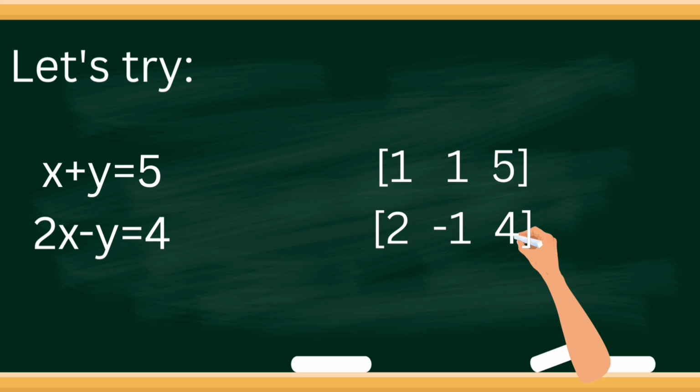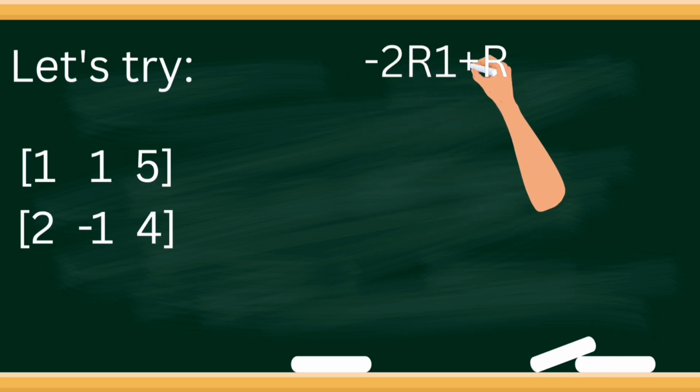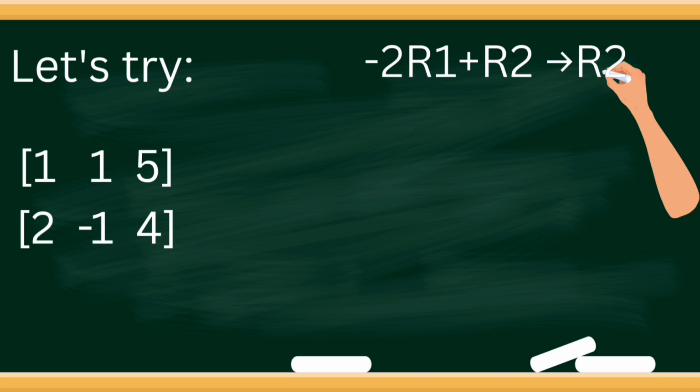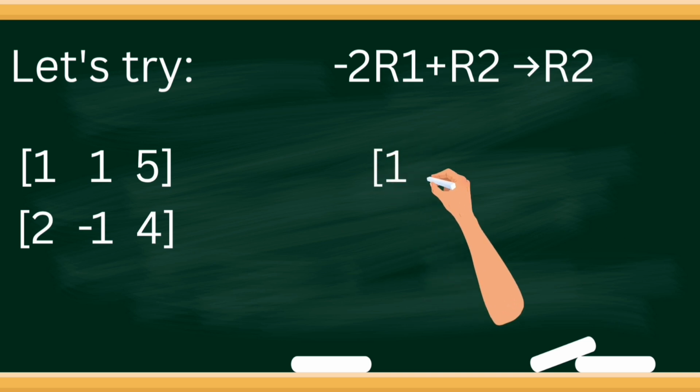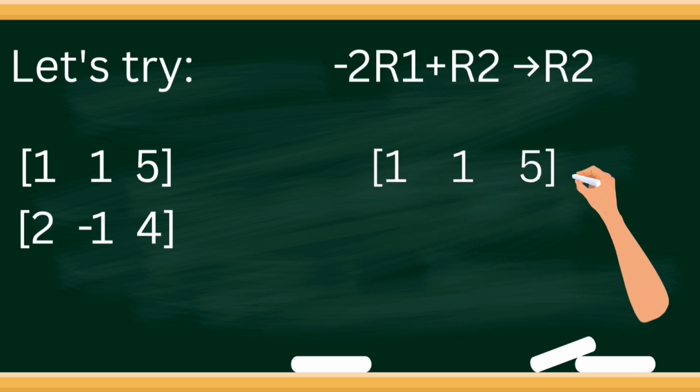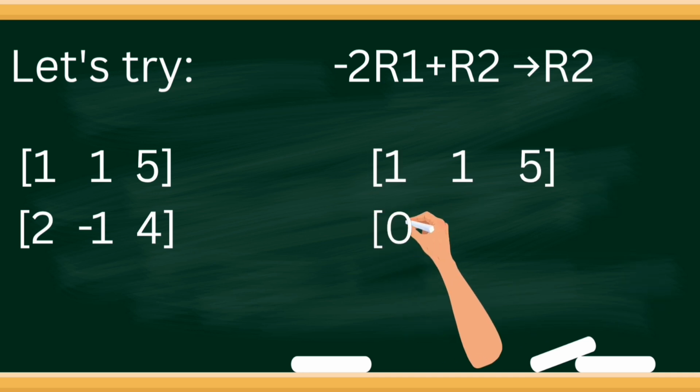The first thing that we should do is eliminate the number 2 in row 2. The operation that we are going to use is negative 2 R1 plus R2 is your new R2. Let's just copy all the numbers in row 1 and proceed to the operation. Negative 2 times 1 plus 2 is equal to 0.